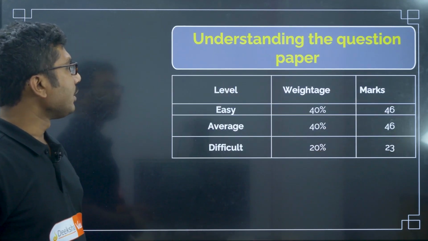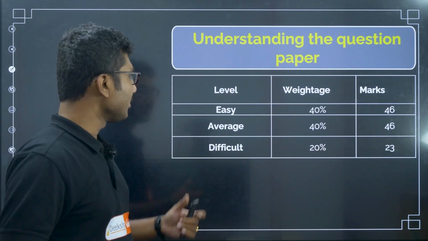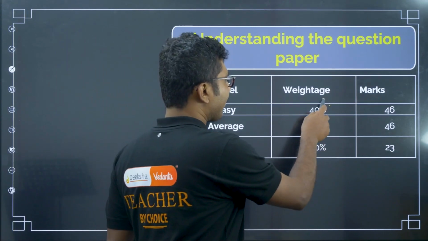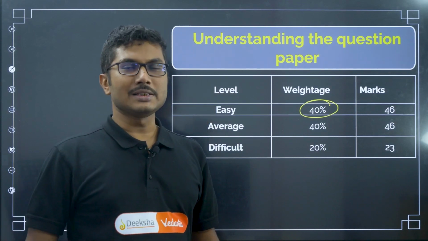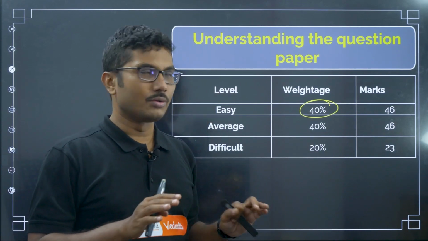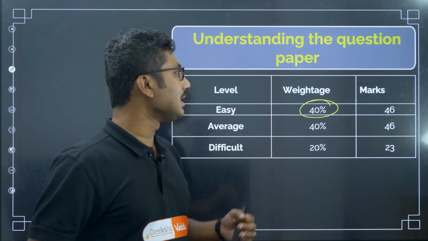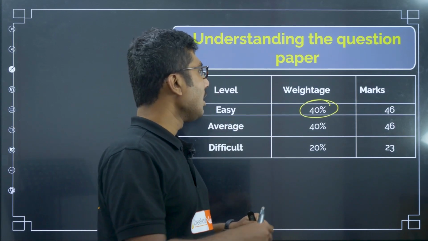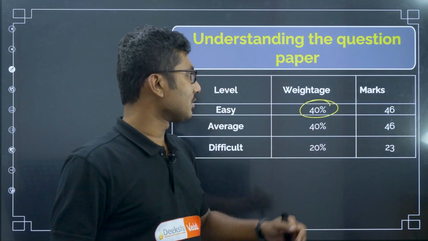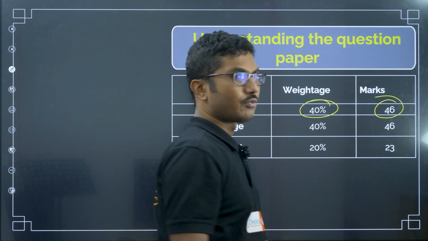Next, let us move into the difficulty level of the question paper. How difficult is it? You can see 40% of the questions are easy. But easy does not mean you can answer without studying. You have to study the chapters completely, and if you study everything properly, you can easily answer those questions. So 40% of the question paper is easy, and you can score 46 marks from there.